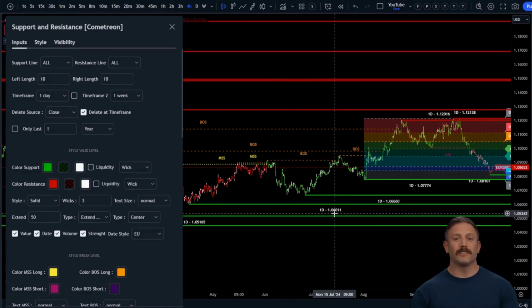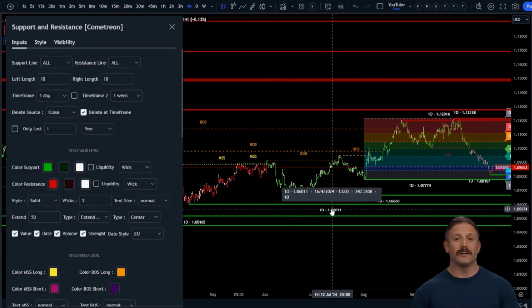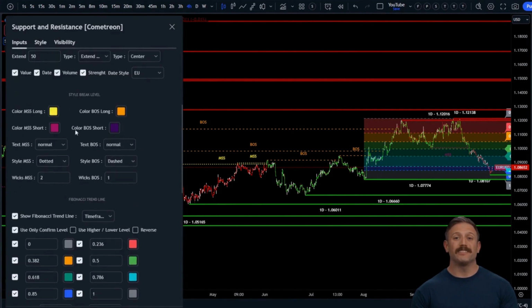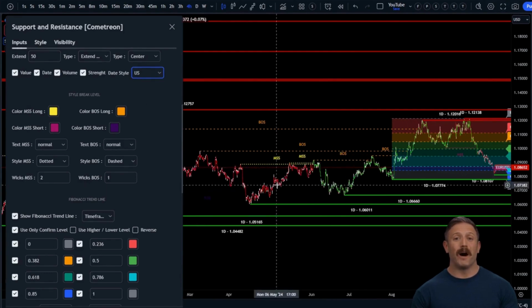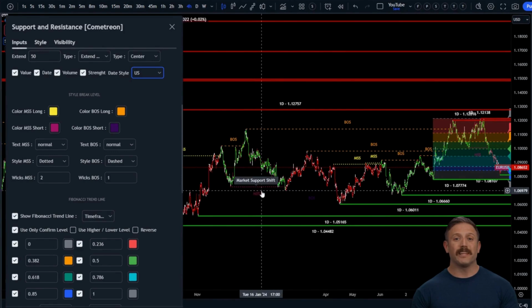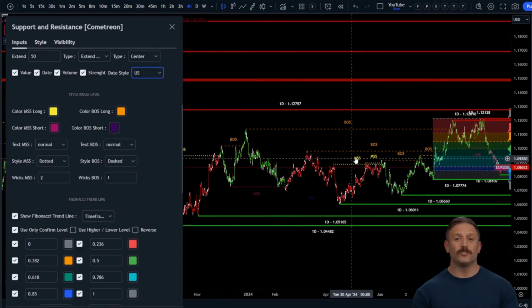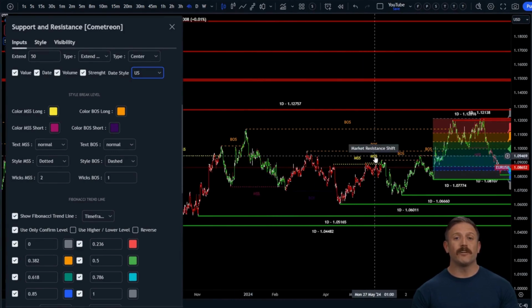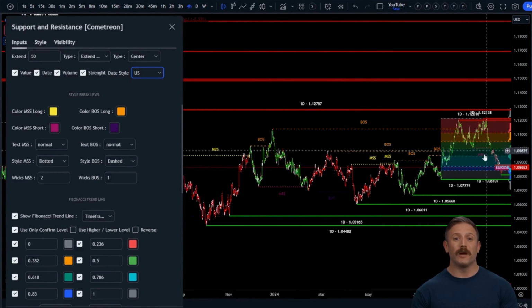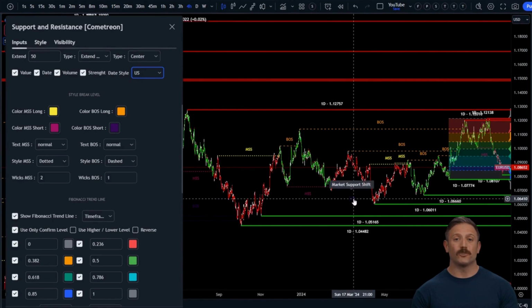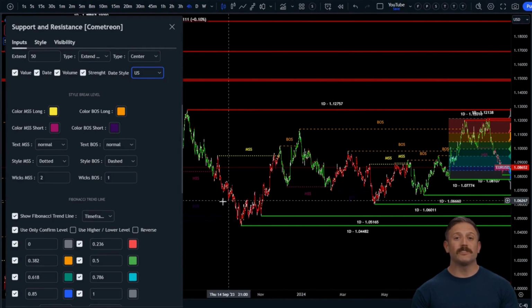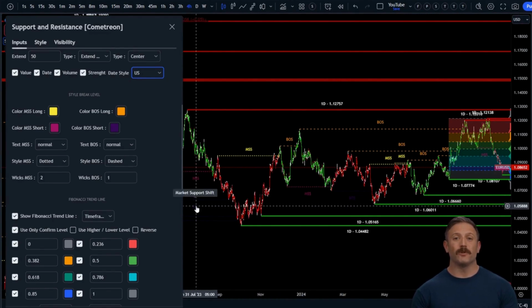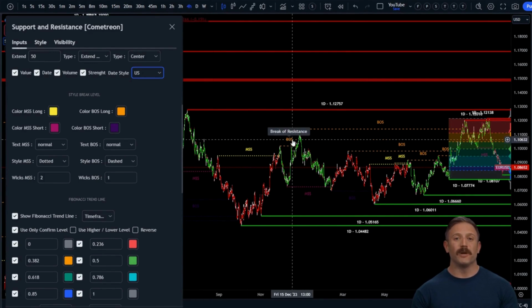Style Break Level allows you to modify color, style, and thickness of lines, as well as text width for two types of breakouts, MSS and BOS. An MSS stands for Market Structure Switch and indicates a breakout of a level opposite to the previous breakout, signaling a trend reversal. BOS, on the other hand, means break of structure, and occurs when a level is broken in the same direction as the previous one, confirming the continuation of the trend.